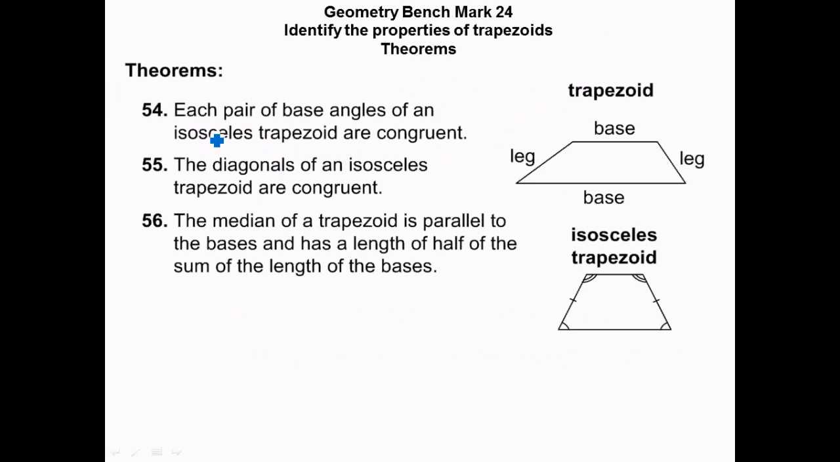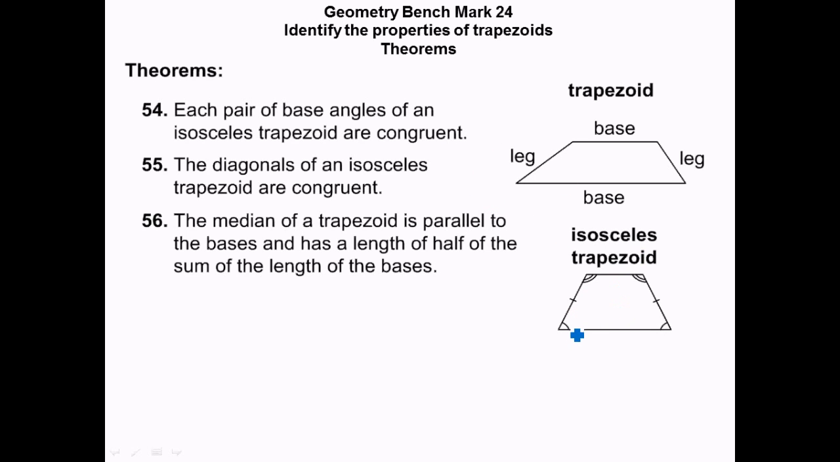All right, each pair of base angles of an isosceles trapezoid are congruent. So if we're talking about an isosceles trapezoid, that's this picture right here. These two angles are congruent, and these two angles are congruent to each other, but not to each other this way.